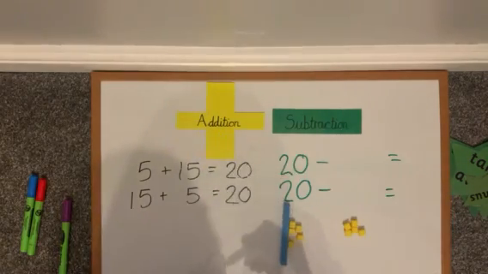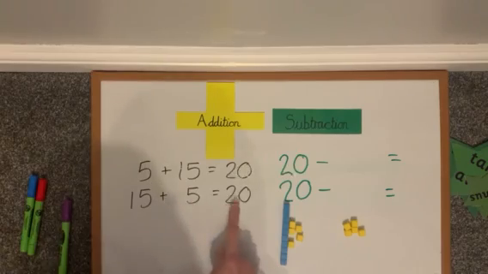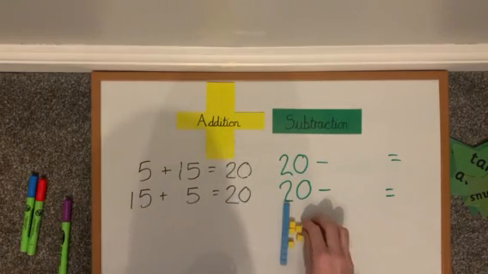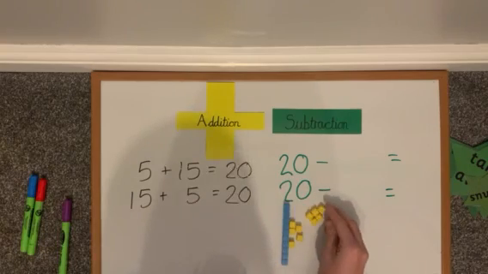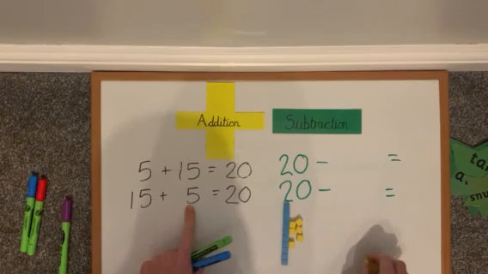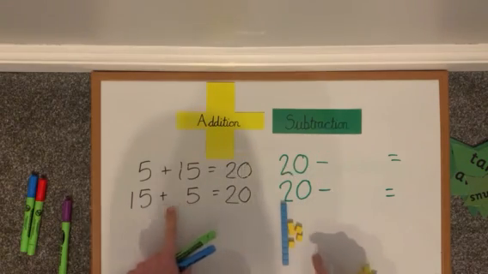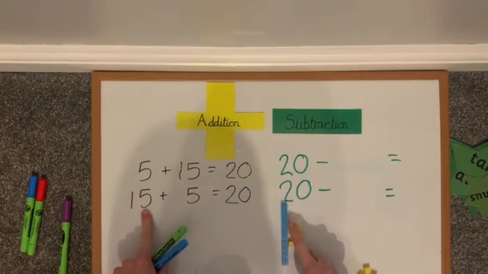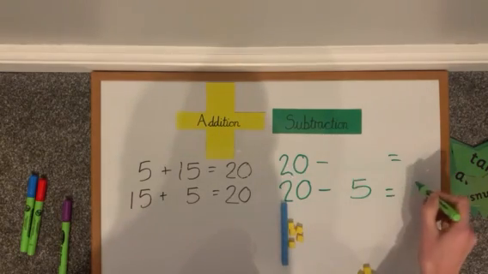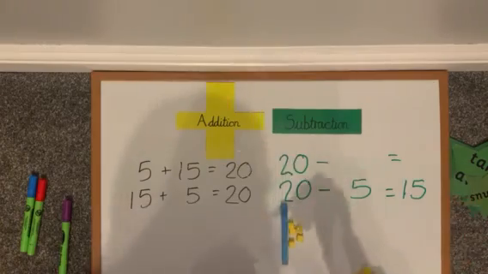There we go. So this time I'm going to use these numbers again. I'm not making up any new numbers. These are all the numbers I need to create my fact families. So I've got 20 altogether. This time I'm going to take away the part 5. And then that leaves me with 10, 11, 12, 13, 14. It leaves me with the part 15. I took away 5, it left me with 15.